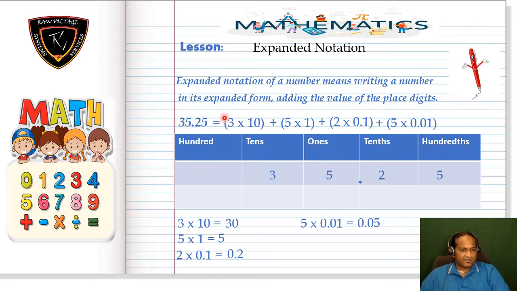3 is in the tens place, 3 multiplied by 10, plus 5 is in the ones place, 5 multiplied by 1, right? 2 is in the tenth place, so it's 2 multiplied by 0.1, and this 5 is in the hundredth place, so it's 5 multiplied by 0.01. So just remember, the tenth place is 1 decimal place, 0.1, and the hundredth place is 2 decimal places, 0.01.